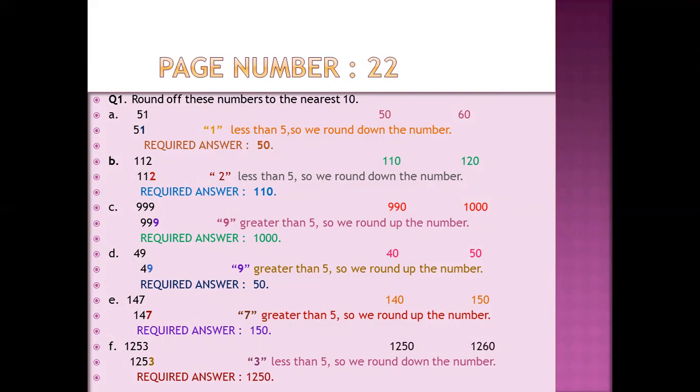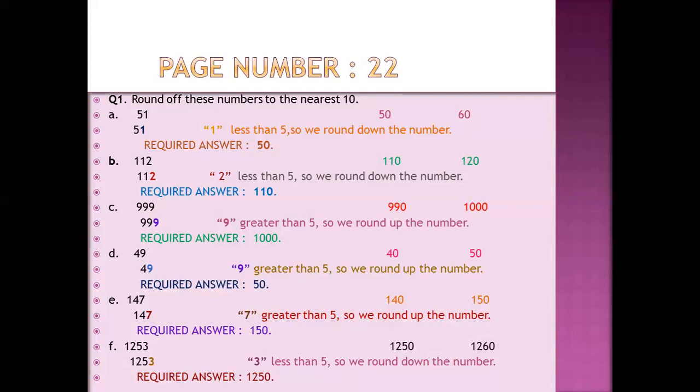Now come to part C. Triple nines are there and also 9 is on the ones place. It means that 9 is greater than 5. What will we do? Yes, correct. We round up the number because 9 is greater than 5 and it falls in 1000. Come to part D, 49. Again on the ones place there is 9 and 9 is greater than 5. So we round up our number and our required answer will be 50.